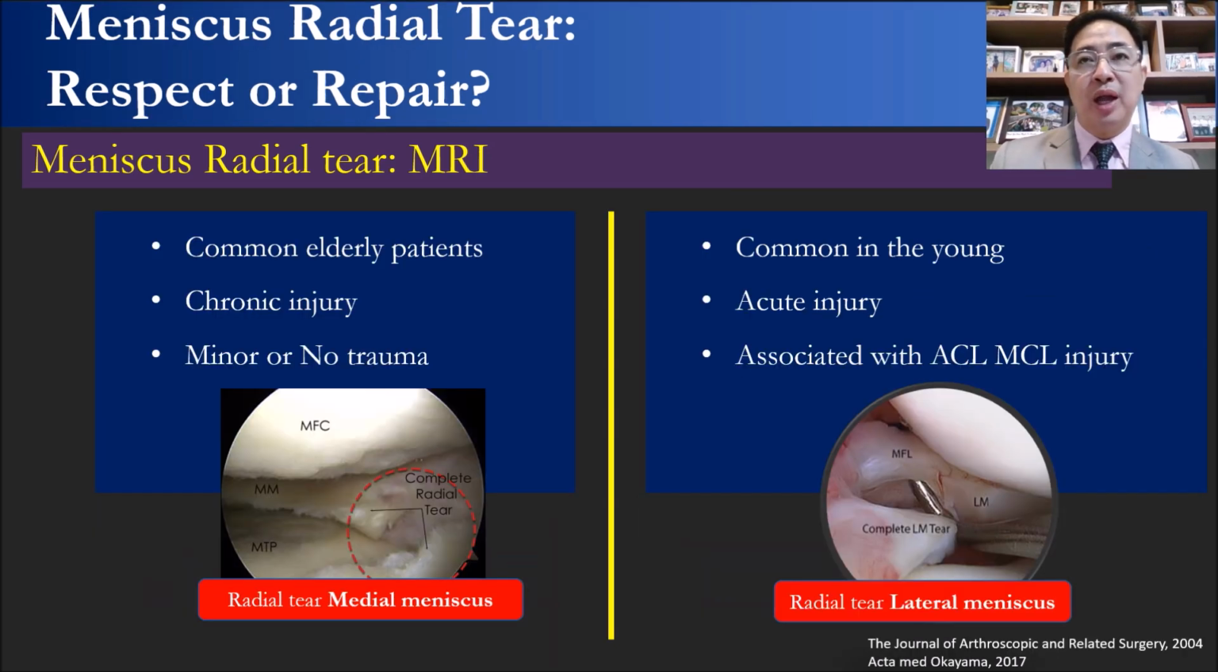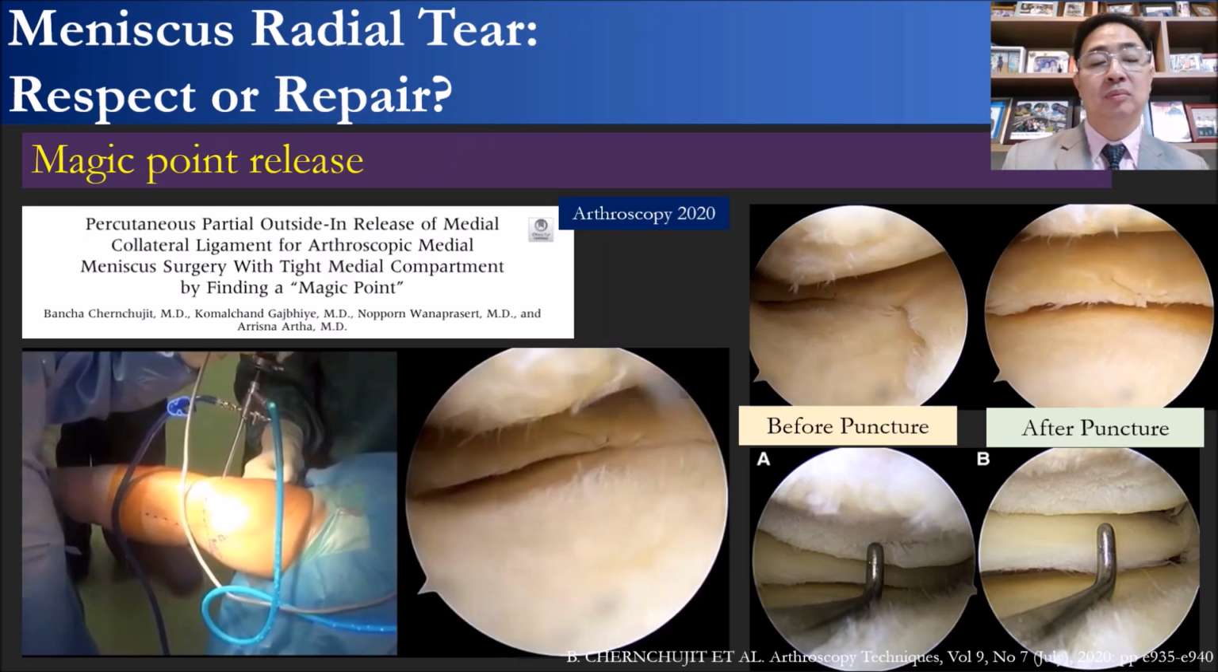So the meniscus root tear can happen in the young and also in elderly patients with different mechanisms. In the young, it's usually an acute injury associated with ACL, PCL, or MCL injury. But in elderly patients, it's common in chronic injury with minor trauma or no trauma. It's the same as a meniscus root tear.